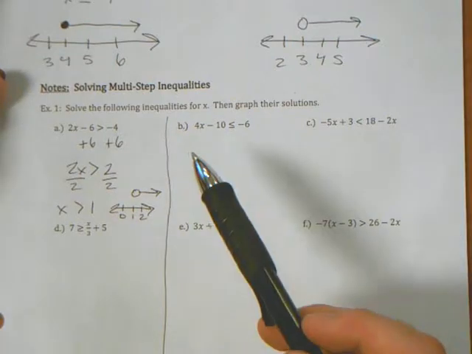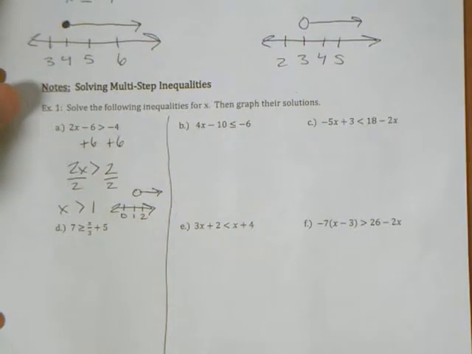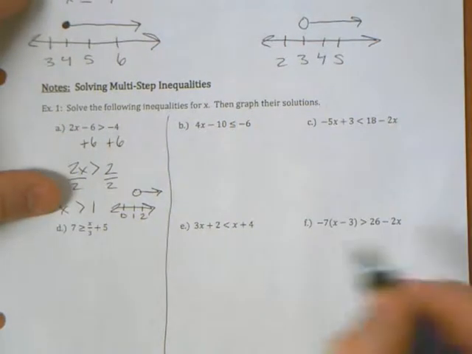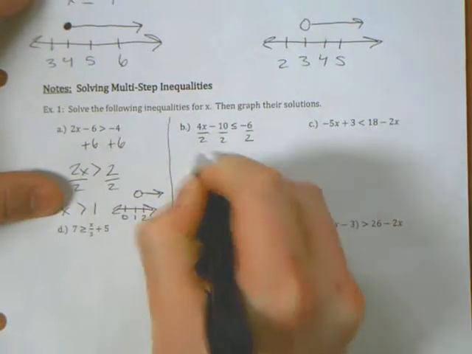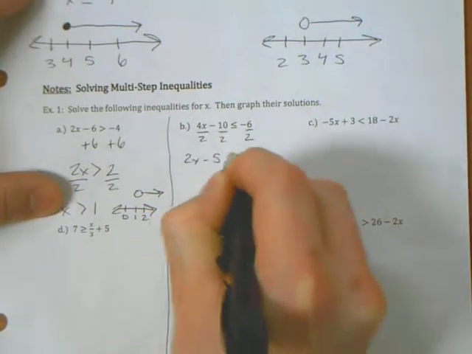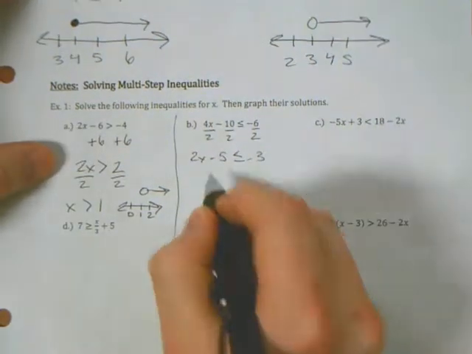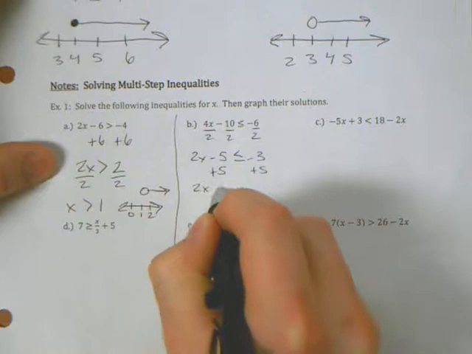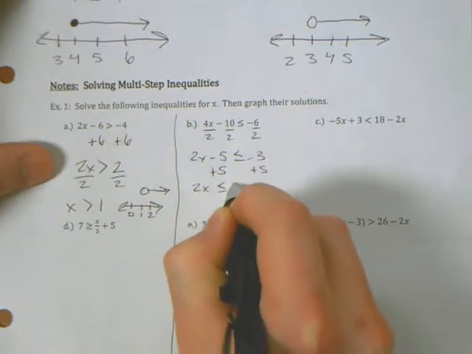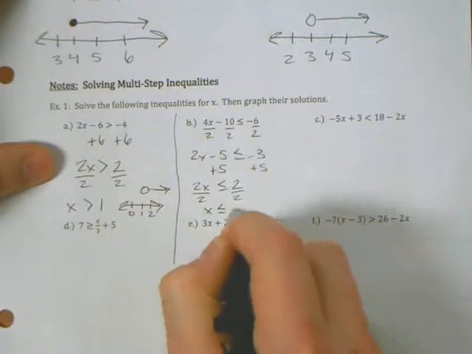He saw that 2 goes into each of these evenly. You don't have to do it that way, but I'm going to show you because it's certainly another way to solve it. If I divide each of these terms by 2, I get 2x minus 5 is less than or equal to negative 3, and then I can solve for x. Adding 5 to both sides, I get 2x is less than or equal to 2, and then dividing by 2, x is less than or equal to 1.